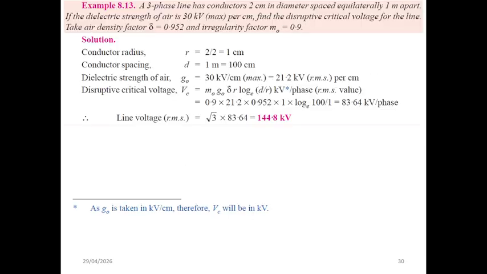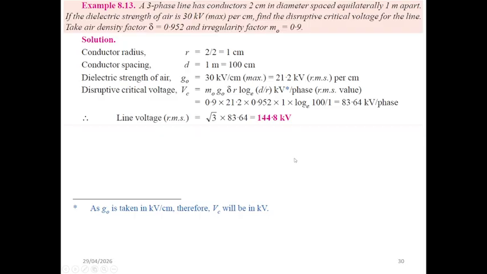Okay, this slide presents a practical example for calculating the disruptive critical voltage of a three-phase transmission line using standard corona theory. The given data include conductor diameter, spacing, air density factor, and surface irregularity factor. First, the conductor radius and spacing are converted into consistent units, and the electric strength of air is adjusted to its RMS value. The disruptive critical voltage per phase is then determined by using the empirical formula as we had previously, using this equation.